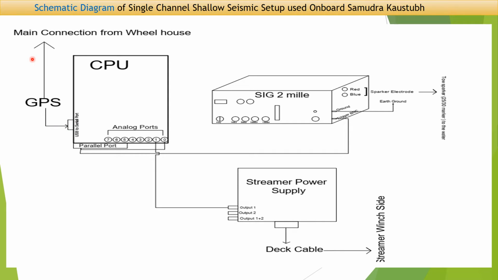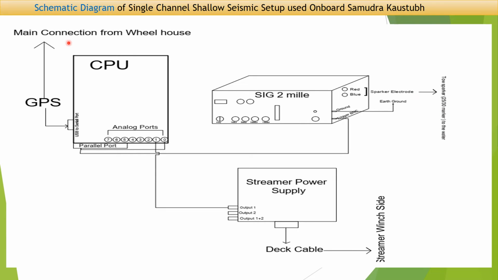So it is interfaced with the GPS system to get the navigation information, and this is how it is powered. For the streamer, there are three outputs. Output one is connected to the first analog port of the CPU, and the streamer is deployed via the deck cable to the streamer winch side of the sea. That is the deployment of the streamer to the sea, and this is the deployment of the sparker, or the energy source, to the sea, the sparker electrodes.